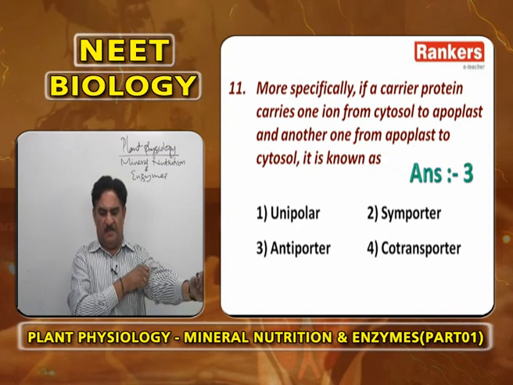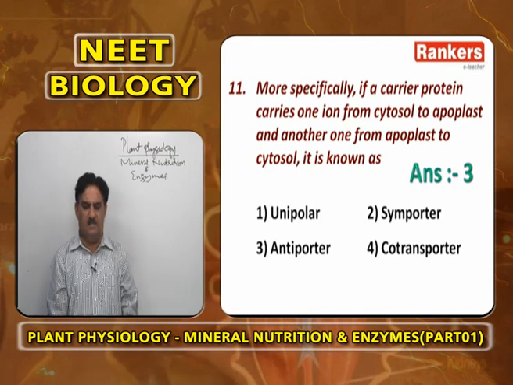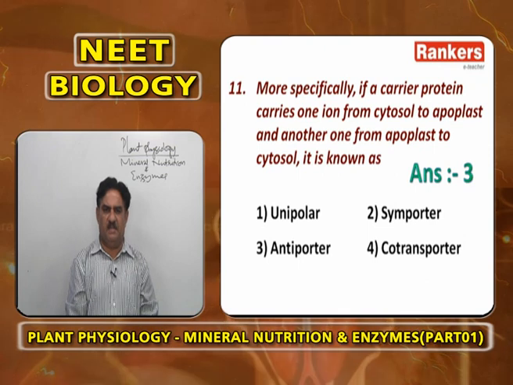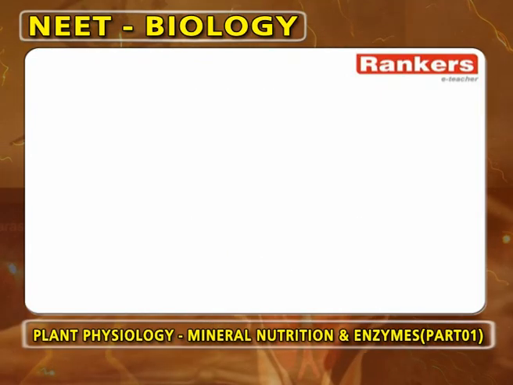More specifically, if a carrier protein carries one ion from cytosol to apoplast and another ion from apoplast to cytosol, it is occurring in opposite directions. That's why it is called antiporter. Next.